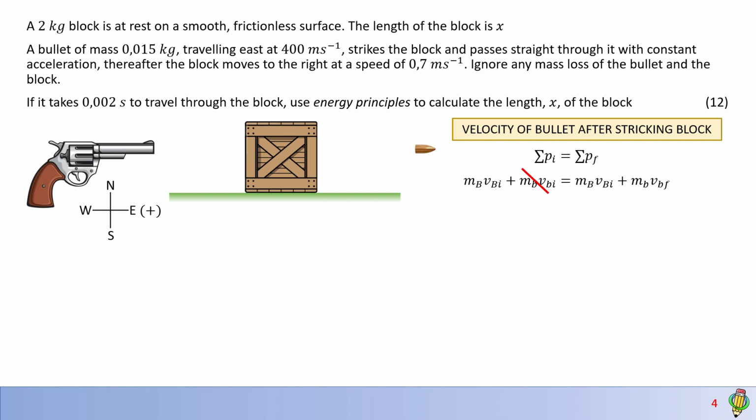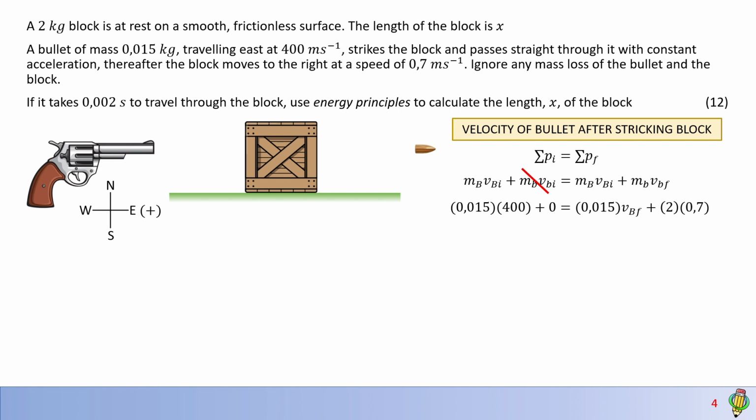The mass of the bullet is 0,015 kg. The initial velocity of the bullet is 400 meters per second, positive, because it was going eastwards and east is chosen as positive, plus 0 for the initial momentum of the block, equal to 0,015 for the mass of the bullet multiplied by the final velocity of the bullet, plus the mass of the block, 2 kg, multiplied by a positive 0,7, because the block will go eastwards after the collision.